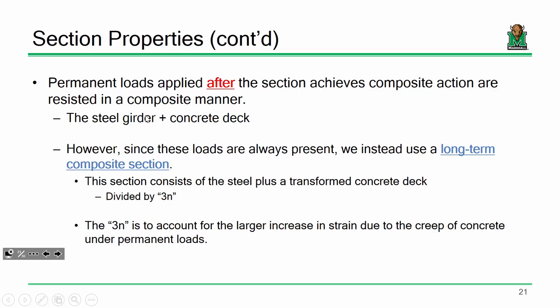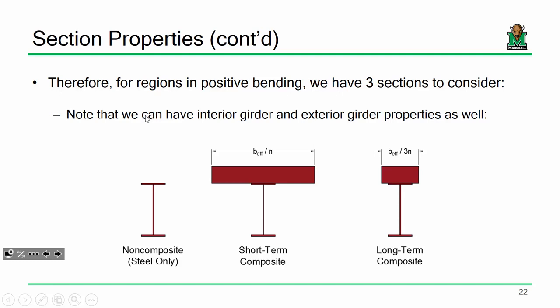In the long-term composite section, we take that effective flange width, we don't divide it by N, we divide it by 3N. So we're dealing with a smaller deck. And we do that because over time, we have creep in the concrete and those effects that can tend to weaken it. Okay? So if we're looking at sections in positive bending, we have three section properties we have to assess. The steel beam all by itself, the steel beam plus the composite deck, short term and then long term.